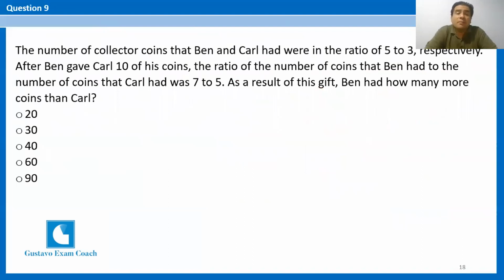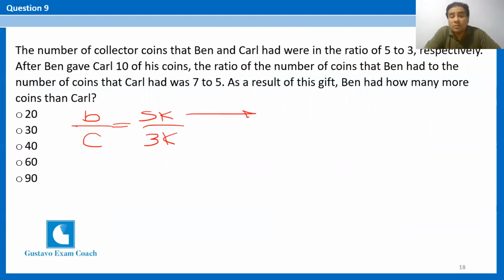Here it's very interesting. The number of collector coins that Ben and Carl had were in the ratio of 5 to 3 respectively. Okay, let's just represent this part of the statement. It says, the number of coins of Ben is to the number of coins of Carl as 5k is to 3k. After Ben gave Carl 10 of his coins, that means Ben's coins decreased by 10. And if Carl received the coins, so he added 10 to his own.